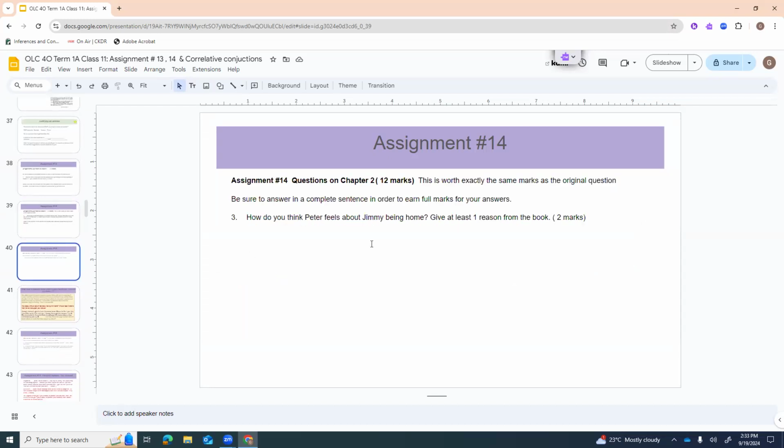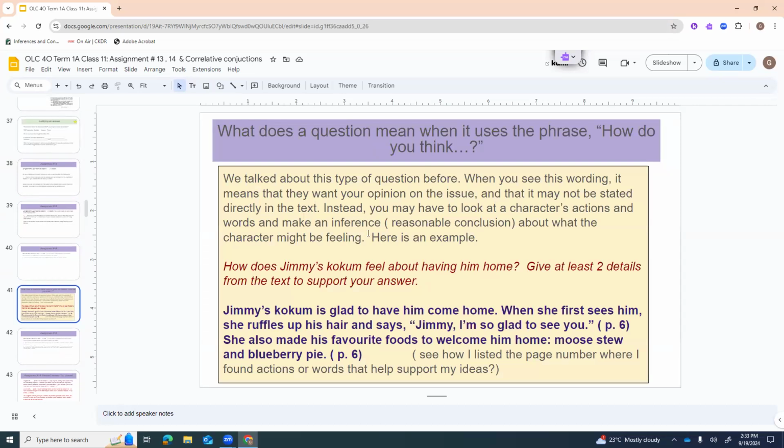Okay, number 3. How do you think Peter feels about Jimmy being home? Give at least one reason from the book. Okay, how do you think? That's a tricky part. We're going to talk about that. When a question uses the phrase, how do you think? It means that they want your opinion on the issue, and it may not be stated directly in the text. It may not say, Peter said, hey, I'm so glad you're home. You may have to look at what the character does and says and make an inference. An inference is like a reasonable conclusion about what a character might be feeling. So here's an example.